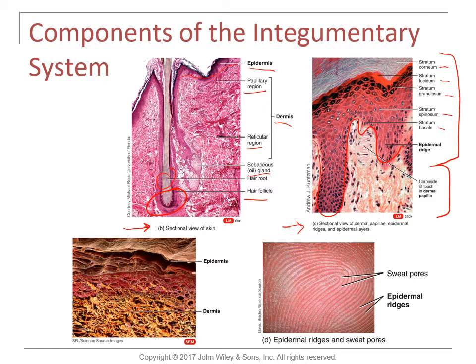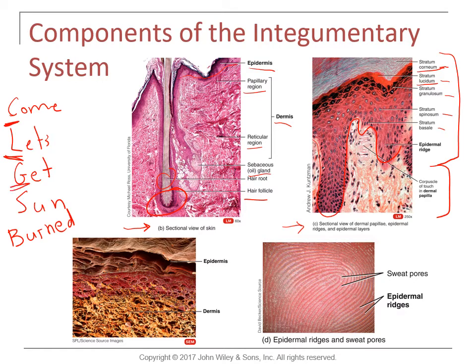A good acronym to remember those 5 layers is this sentence: Come, Let's Get Sun Burned. The C from come is for the corneum, the L from let's is for the lucidum, the G from get is for the granulosum, the S from sun is for the spinosum, and the B from burned is for the stratum basale.